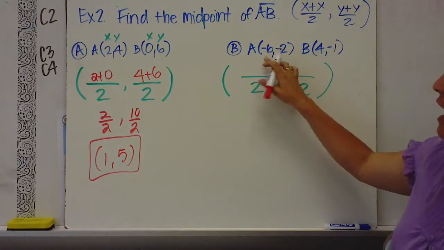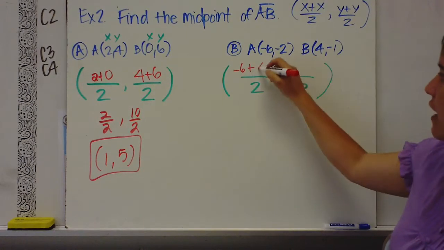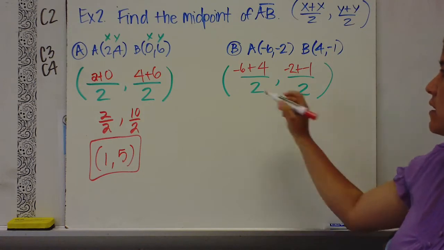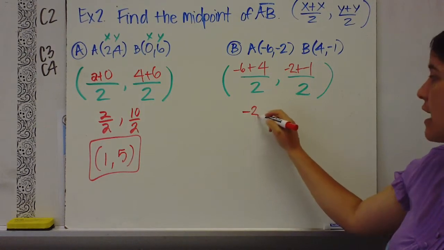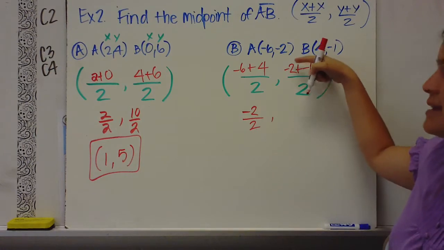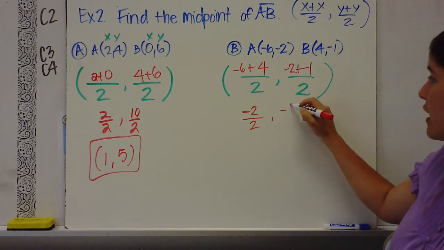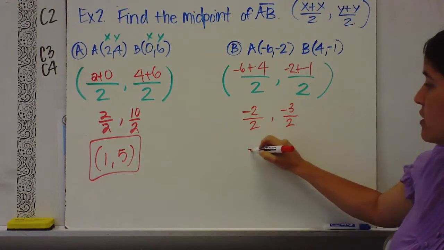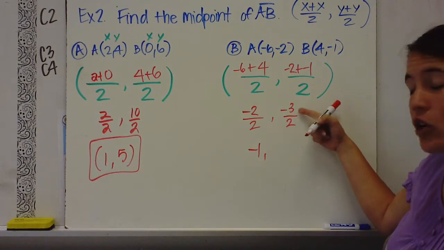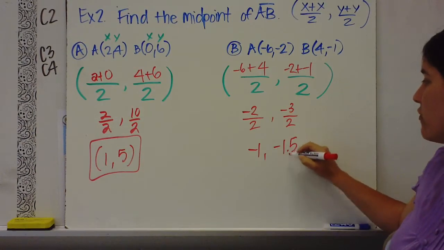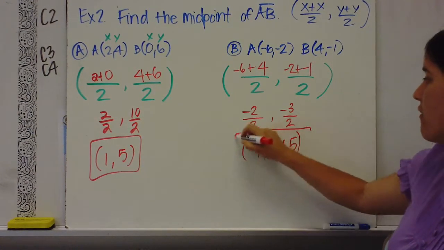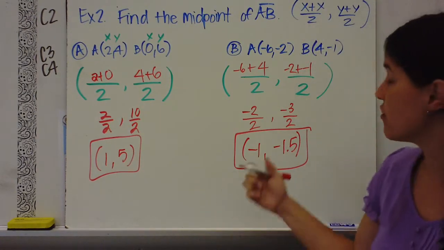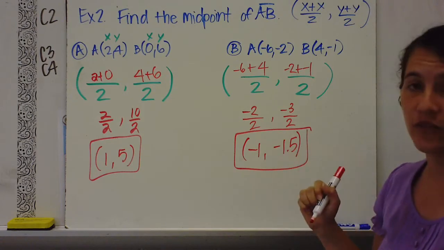Example B, x plus x, and then y plus y. Negative 6 plus 4 is negative 2. Negative 2 plus negative 1 is negative 3 over 2. Now we divide. Negative 2 divided by 2 is negative 1. Negative 3 divided by 2 is negative 1.5. And it's okay if you have a decimal. You can find that on a number line. So this one is negative 1, negative 1.5.